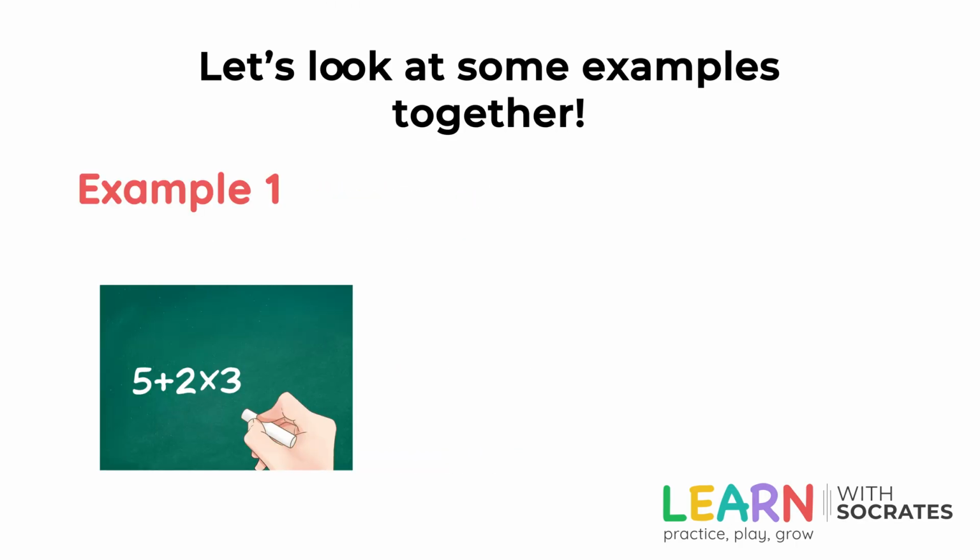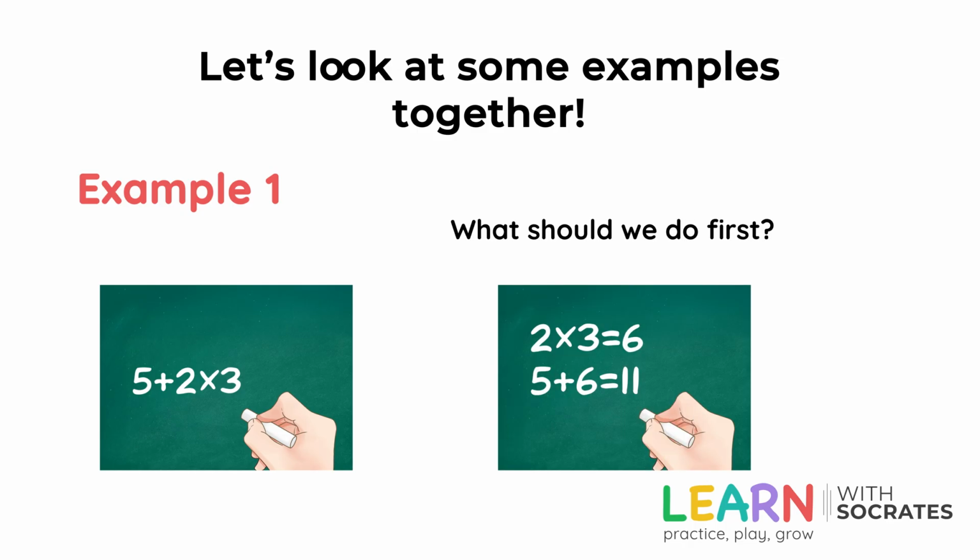Example 1, 5 plus 2 times 3. What should we do first? That's right. Multiplication comes before addition. So we do 2 times 3 equals 6, then 5 plus 6 equals 11.